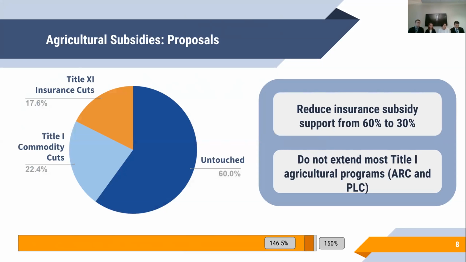The United States government currently provides $25 billion per year in subsidies to the agricultural industry. As seen in the chart, we propose to cut these subsidies by 40% through reducing Title I commodity and Title XI insurance programs. This includes limiting agricultural risk coverage and price loss coverage, so there is not a double safety net to pay farmers for low yields and low prices simultaneously with insurance subsidies. The cumulative effect would cut government expenditures by $10 billion per year.